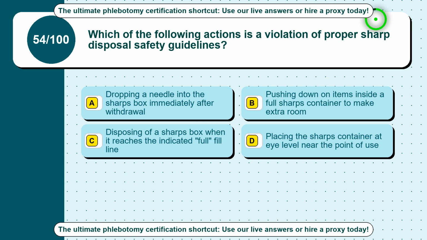Question 54. Which of the following actions is a violation of proper sharp disposal safety guidelines? Option A, dropping a needle into the sharps box immediately after withdrawal. Option B, pushing down on items inside a full sharps container to make extra room. Option C, disposing of a sharps box when it reaches the indicated full fill line. Option D, placing the sharps container at eye level near the point of use.